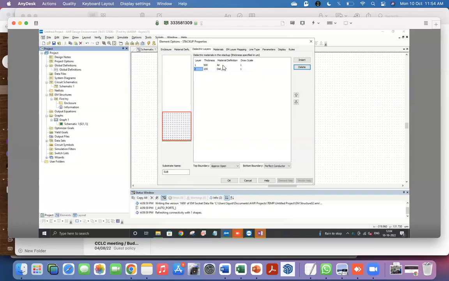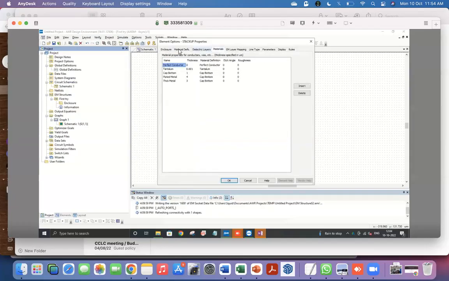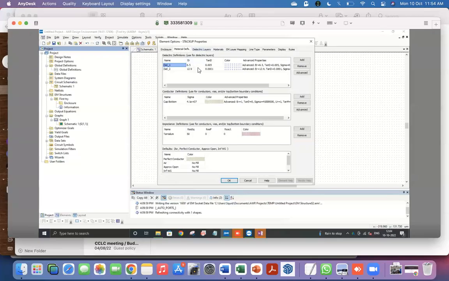So air, of course, is just air. We go here in materials, and you have these dielectrics which are defined, and there are some defaults defined at the end. Approximately open will have a dielectric constant of 1. Here there is some definition given for what dielectric 1 is. It's defined by the relative permittivity, which is 6.5, and a loss tangent of 0.005, which represents the losses.